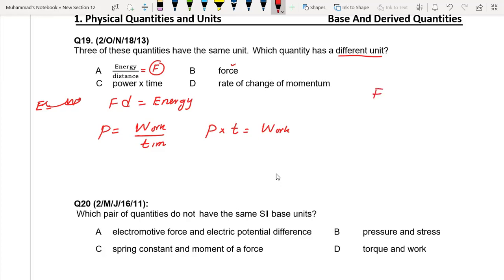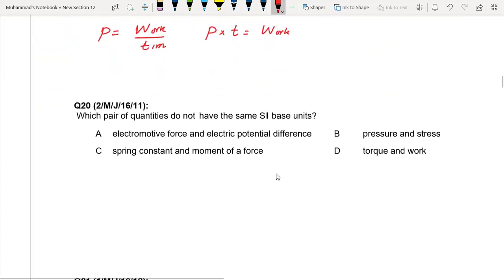You know that according to Newton's second law, rate of change of momentum is equal to net force. So this is also equal to force. This is also force. This is also force. So C, all these three have the same unit, but C1 has a different unit. So question 20: which pair of quantities do not have the same SI base units?